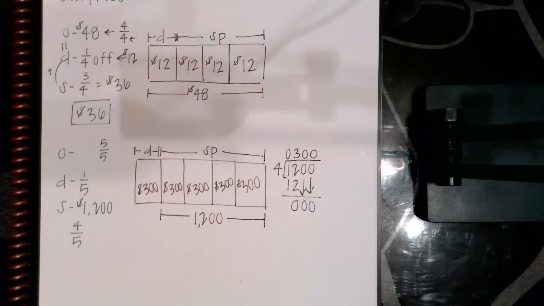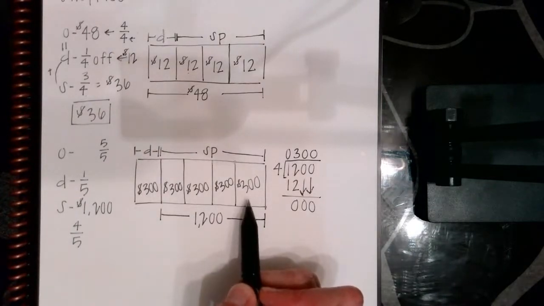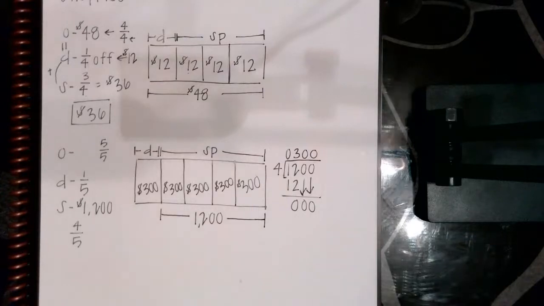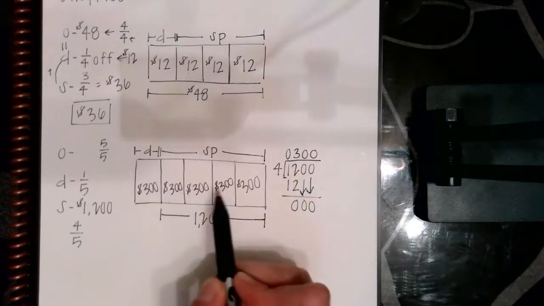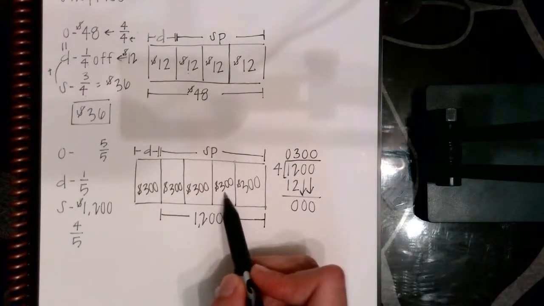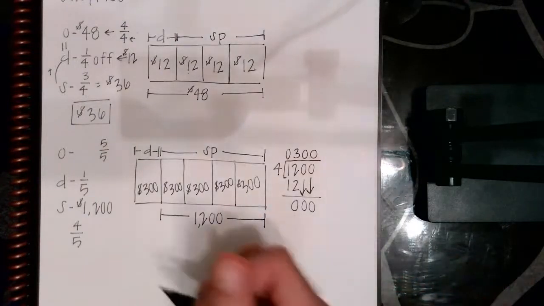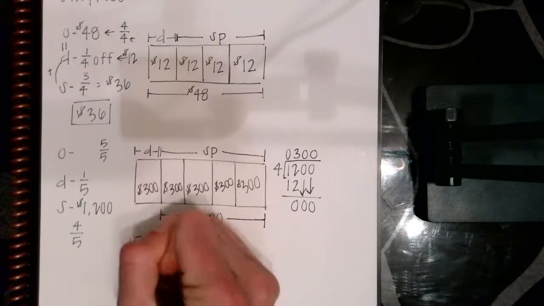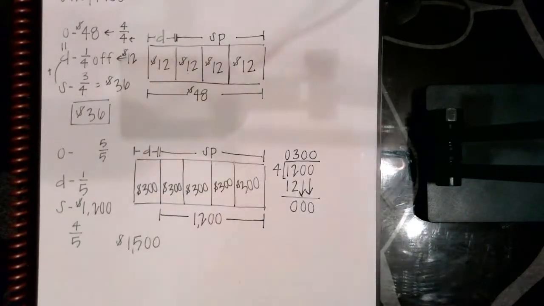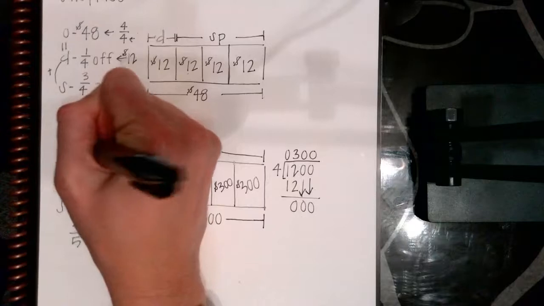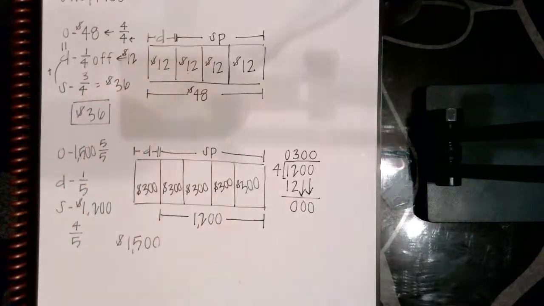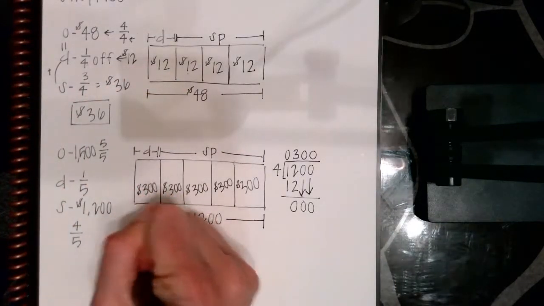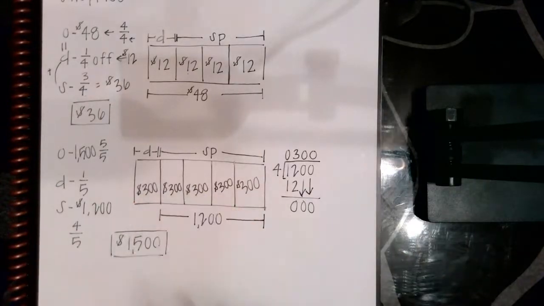Now I can find the total. So I could do this a couple of ways. I could multiply 300 by 5, or I could just skip count by 300. So 300, 600, 900, 1,200, 1,500. So 1,500 was the original price of the washing machine.